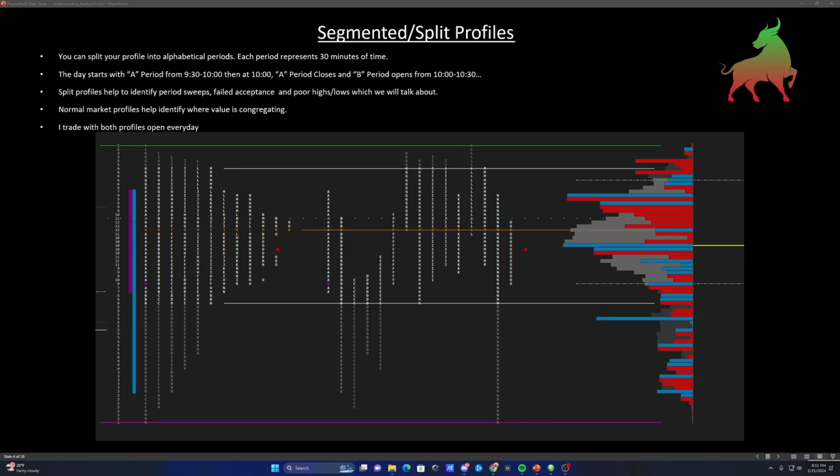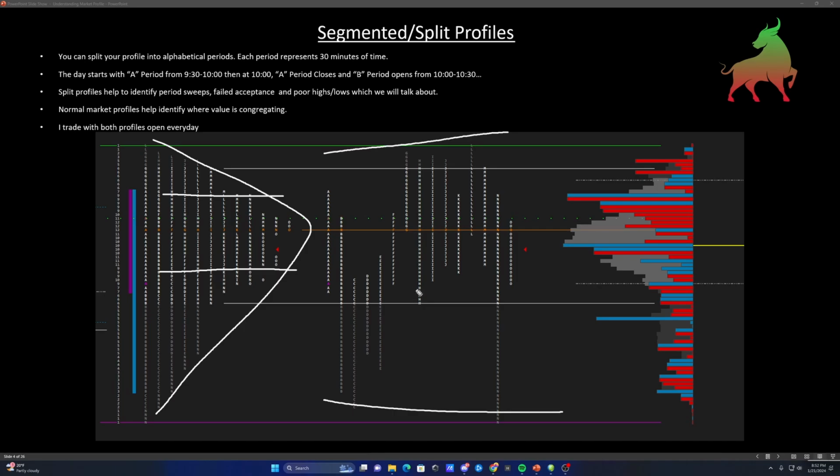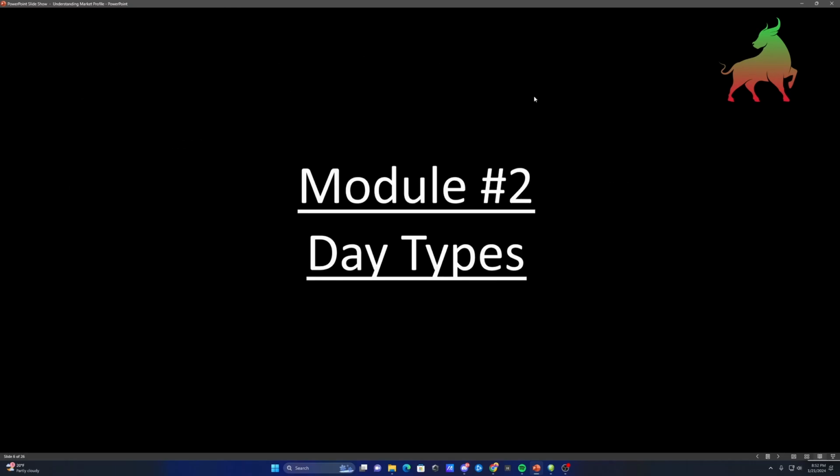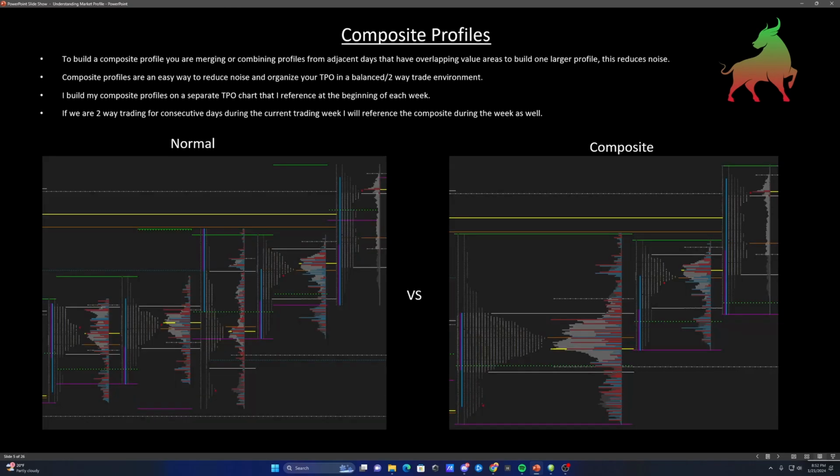in Module 3, I believe. So I trade with both of these profiles open every day. I do like to see the actual market profile here. This makes it very easy for me to determine where value is, and I like to look at the split profiles for exactly the reason we just talked about: period sweeps, poor highs, poor lows, and failed acceptance in a given direction. We will go on to the next slide here and talk about composite profiles.